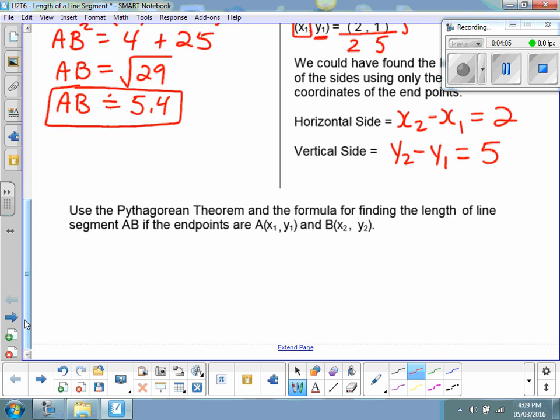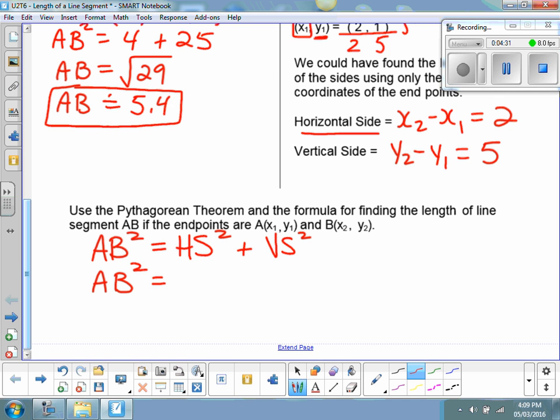So what that means then is, we don't have to draw the line every time to find these. We've got a little bit of a formula here, because here's what we knew from up above, that AB squared equals the horizontal side squared plus the vertical side squared. And as we just found out up above, the horizontal side is x2 minus x1, so that would be squared. And the vertical side we can find by doing y2 minus y1, and then that's going to be squared.